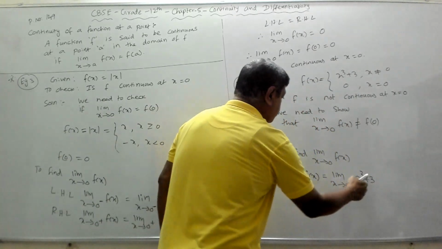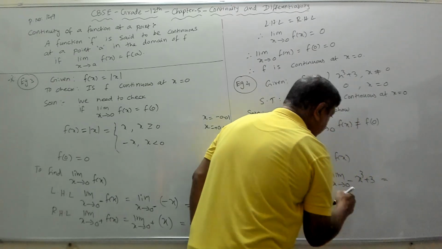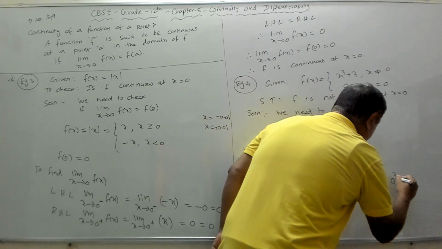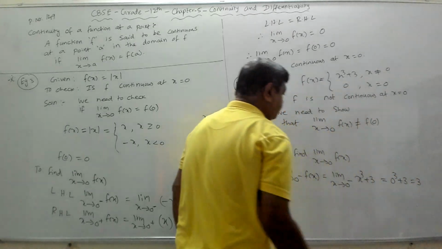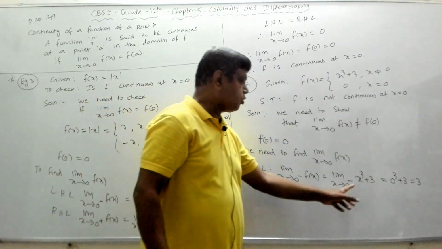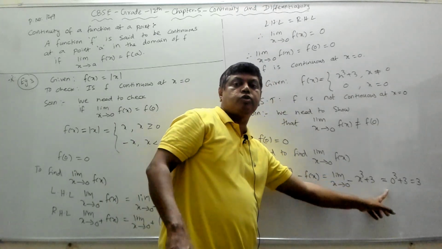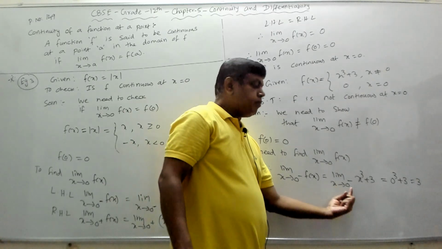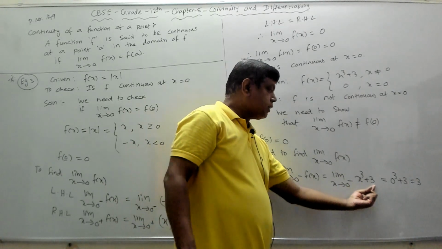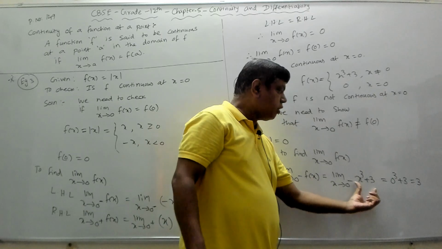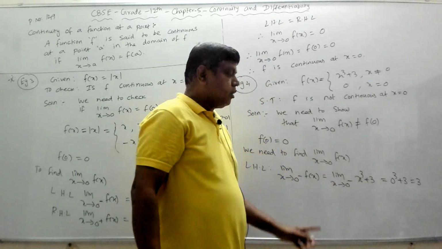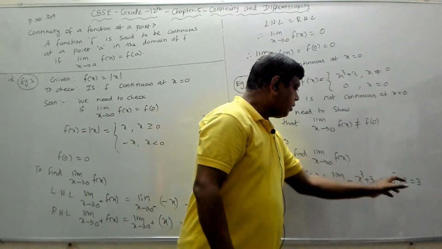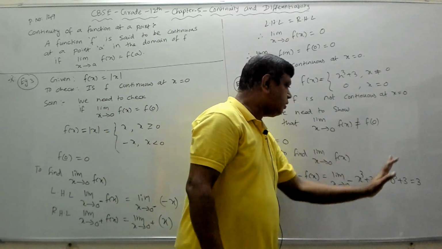Now we should substitute the limit. In the place of x, put 0. If you put 0, you'll get 0 cube plus 3, which is 3. I am not writing limit x goes to 0 minus again after this, because I wrote limit x goes to 0 minus x cube plus 3 and after that we are substituting the limit. Till you substitute the limit, you should keep writing the limit. Now we have substituted: in the place of x I have put 0, so 0 cube plus 3, which is 3.